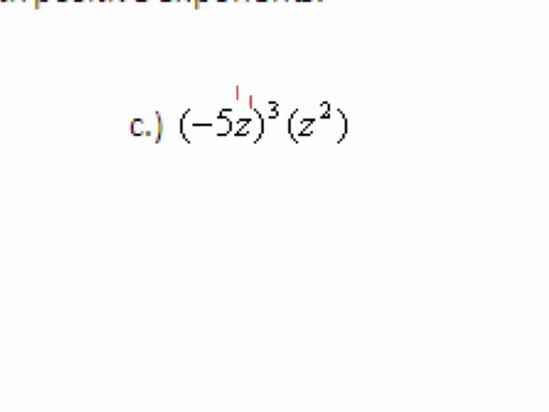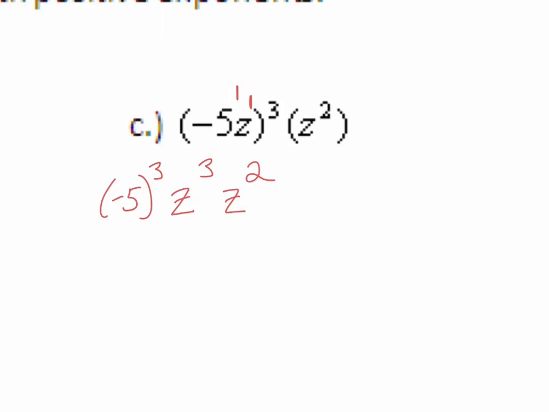So what I'm going to have is negative 5 to the 1 times 3 power, that's 3. And then I have z raised to the 1 times 3 power, that's 3. And then I do have the z squared that I can bring down. Notice I only put parentheses around that negative 5, and that's because it was negative. If it's positive, we would not need really any of these parentheses in this line here at all. So I have to protect those negative values, or else my calculator will give me the wrong answer, and I will give me the wrong answer because it means something different.